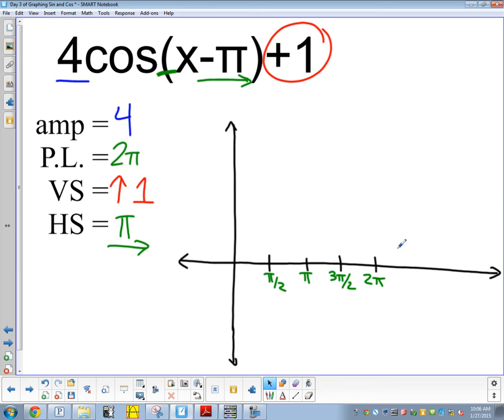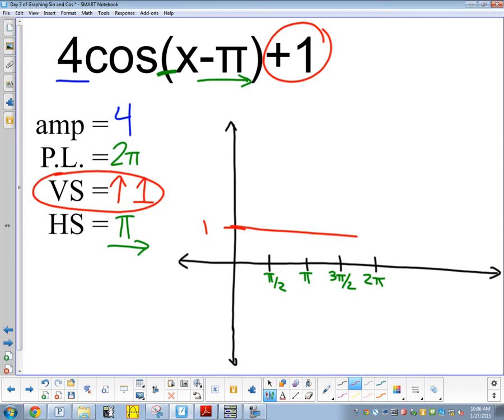The next thing it asked me to do was add my midline. So, Janice, what am I going to do to add a midline here? Yep, your vertical shift is up 1, so all she's going to do is go up to 1 and put her midline right there. Okay, good, we got that.